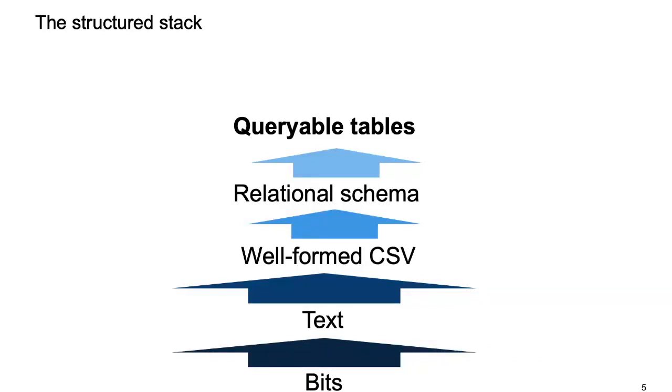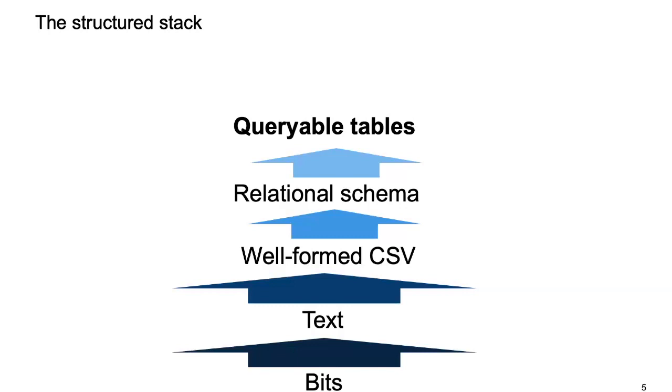The way that it works is that you have bits, then text. Well, technically, if it's a clay tablet, it's not the bits, it's the actual atoms, but the idea is the same. Then you have the well-formed CSV. Then you have a relational schema that tells you the attributes, the columns, and the data types in every column. And then you have tables that are queryable because you can use SQL on top of these tables.